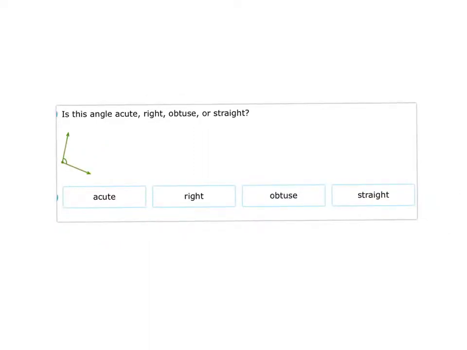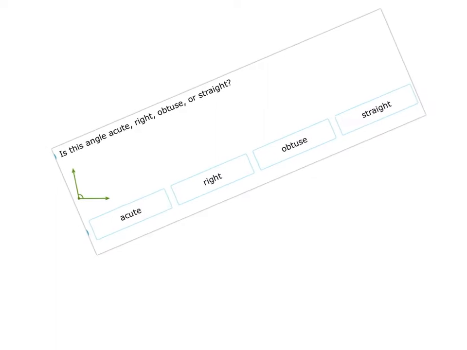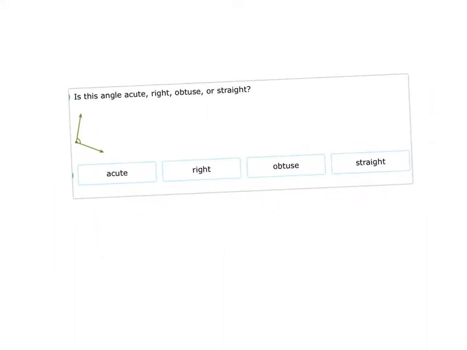And again, feel free to turn it so this line is parallel with the bottom of your screen. It tends to make it easier on your eyes. But if I go straight up and down for a right angle, that would be right here. This one's a little bit bigger, and bigger than a right angle is called an obtuse angle.